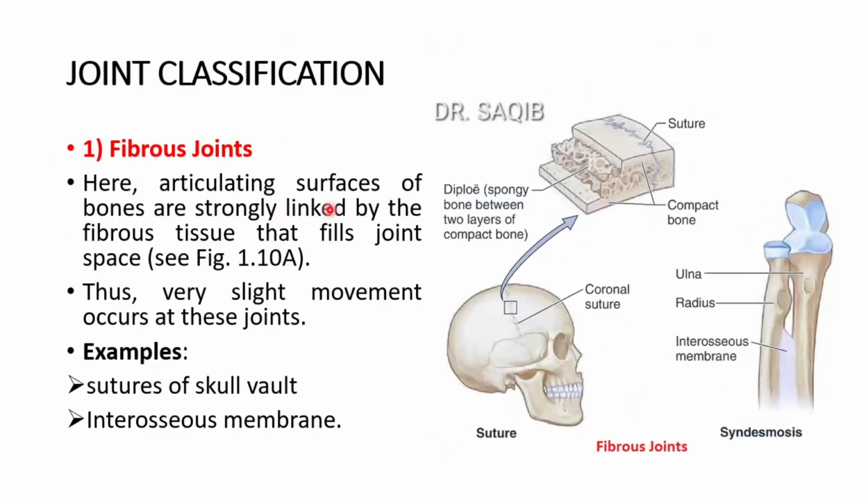Here, articulating surfaces of bones are strongly linked by fibrous tissue that fills the joint space. Here you could see the suture. This suture is an example of the fibrous joint. Very slight movement occurs at these joints. A negligible amount of movement takes place. Examples are the suture of the skull vault and the interosseous membrane. This is the radius and ulna of the forearm bones, and between them a membrane is present, the interosseous membrane.